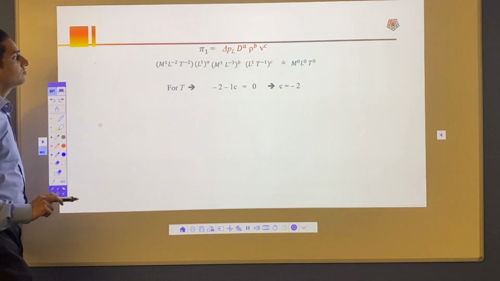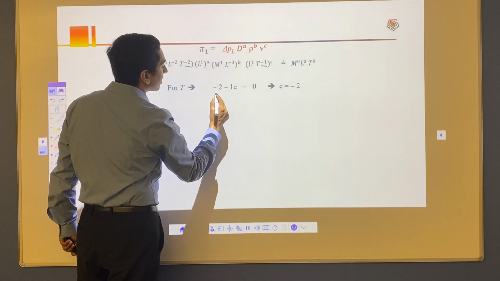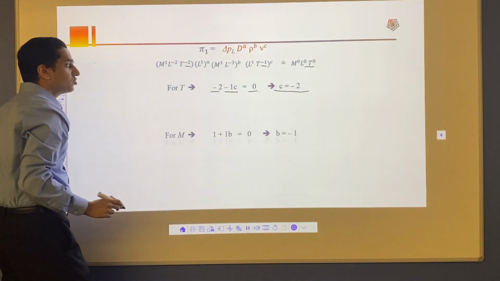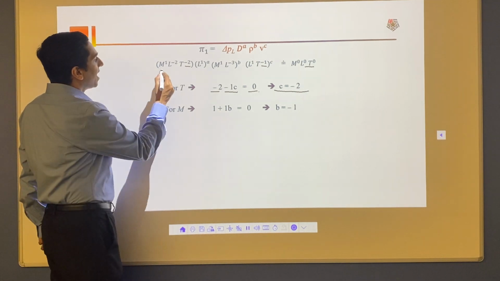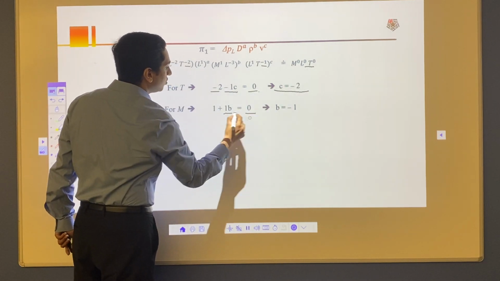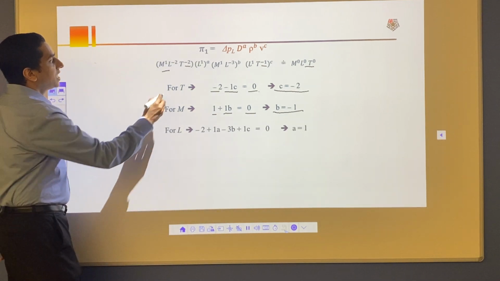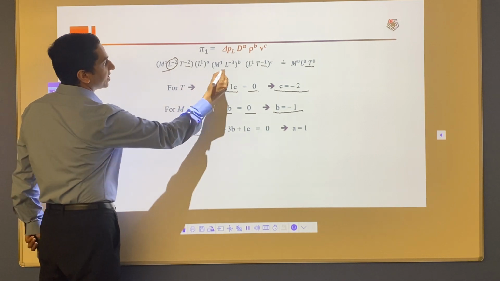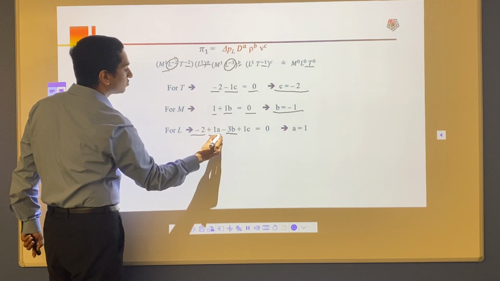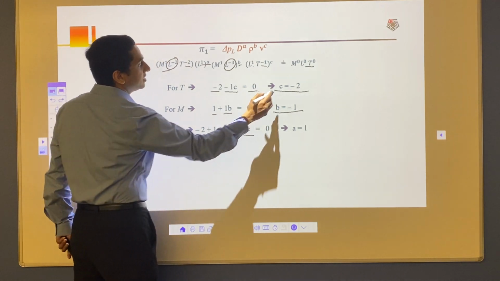So let's do that. Here we start with T. For T, I have minus 2 here, and then minus 1c here. So I'm going to write down minus 2 minus 1c is equal to T 0, and I'll get the value of c equal to minus 2. Then for M, I have 1 here, I don't have M here, 1b, 0, 0, 1 plus 1b. I'll get the value of b equal to minus 1. And then for L, I have minus 2 here, and then I have minus 3b here, and before that I have plus 1a here, and then I have plus 1c. I'm going to write that down, and this L is equal to 0.